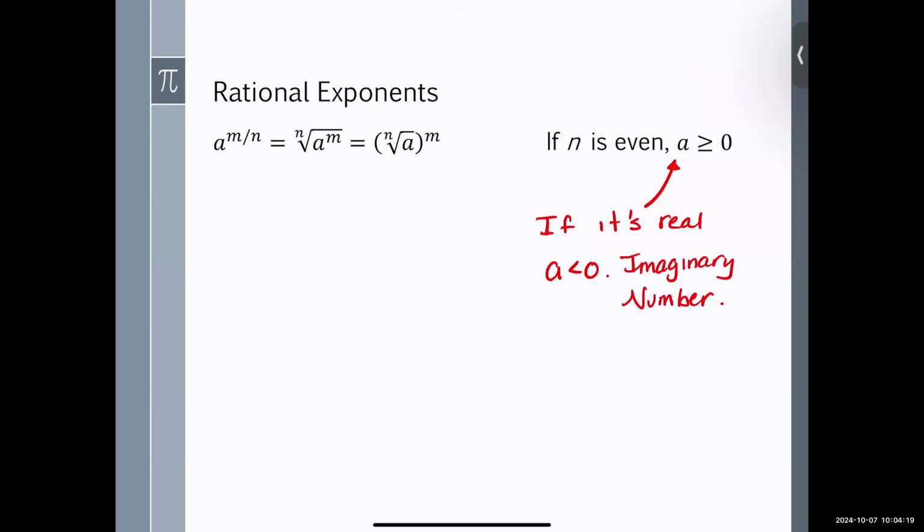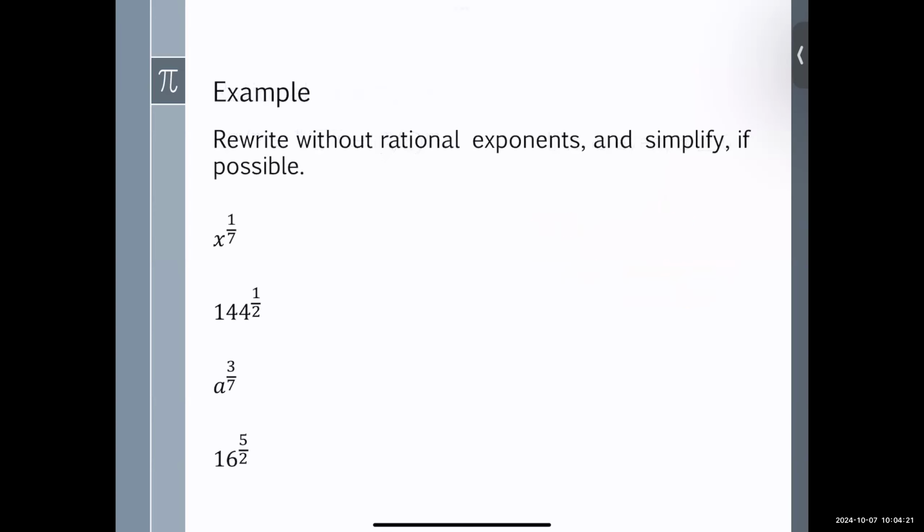Okie dokie. So now we can rewrite expressions that are being raised to rational exponents using this definition. So a to the m over n is the nth root of a to the m. Okay, so what's x to the 1/7?